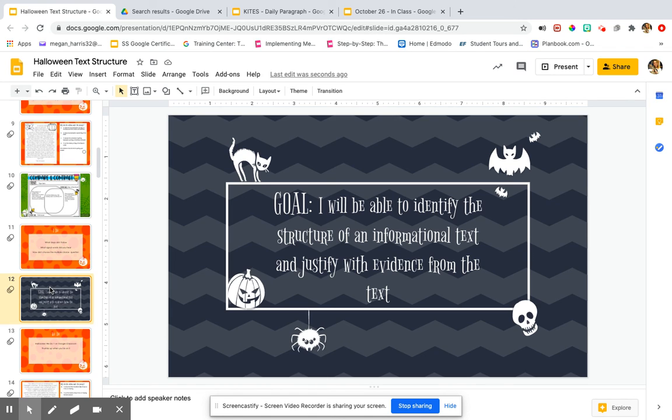Did I identify the structure? Yeah, I did. I said it was comparison, right? Did I justify with evidence from the text? Yeah, I did it in two different ways, right? One with just a sentence after the multiple choice, and then I went a step further and organized the information into a graphic organizer. So that's what you guys are going to do for me.